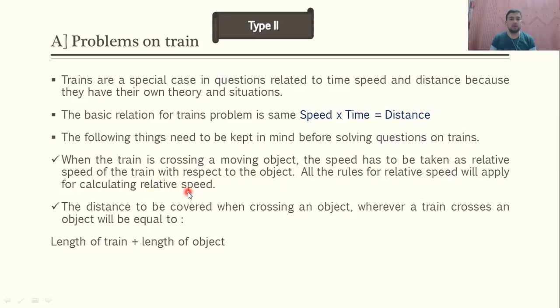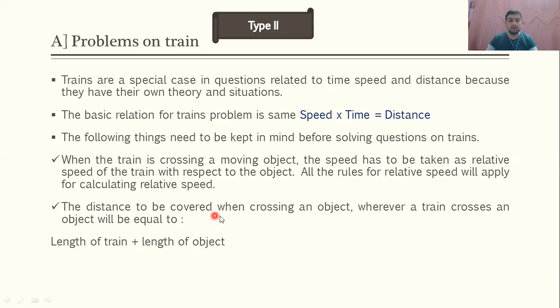It is obvious there are two objects, one is the train which is moving, and there is another object which is also moving. So whenever there are two moving objects, there will be a relative speed. So in the calculation you have to take the relative speed, and whatever the situation, the cases we have seen: case 1, if the object and train are moving in the same direction, or case 2, the object and train are moving in opposite direction. So we have seen how to calculate the relative speed. The same rule you have to apply here.